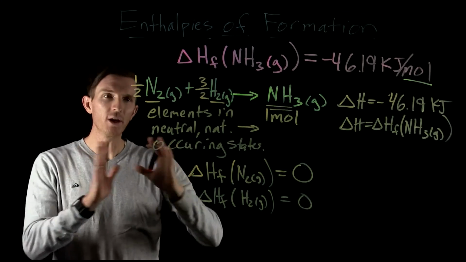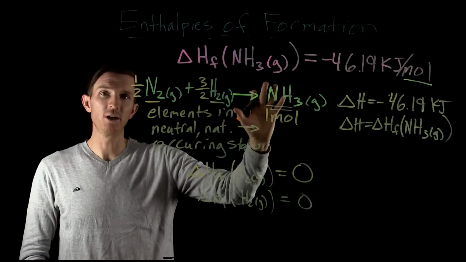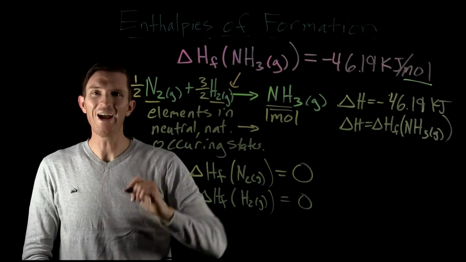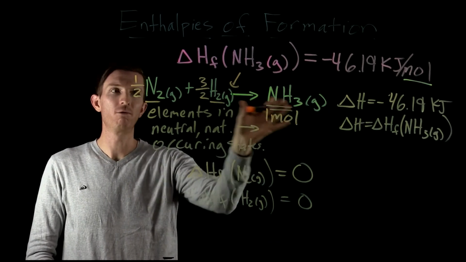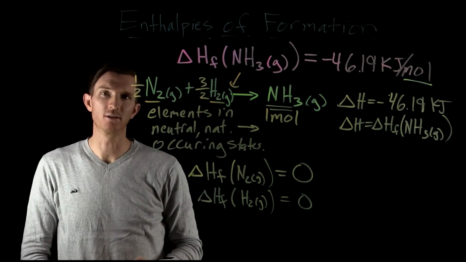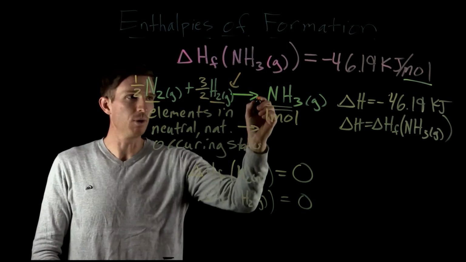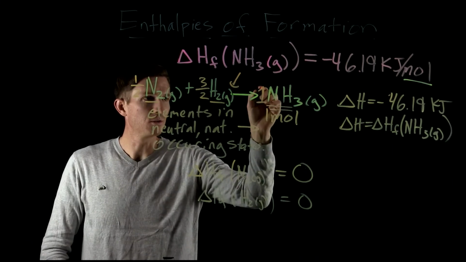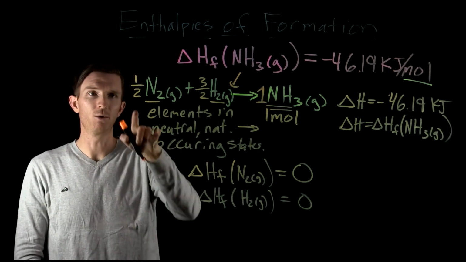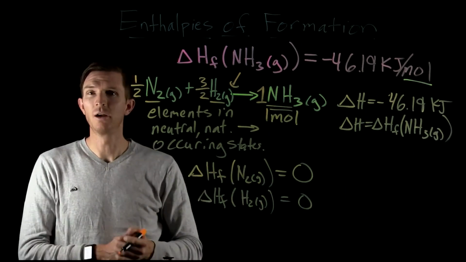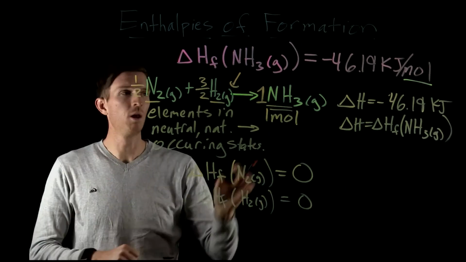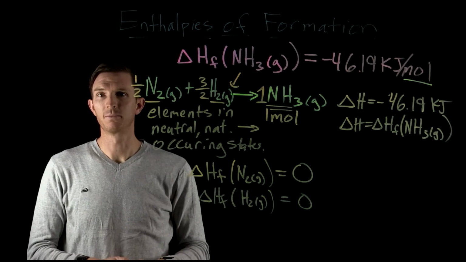So enthalpies of formation deal with the formation reaction of that specific compound from its elements in their naturally occurring state. And remember, real important here, it's only forming 1 mole. We wouldn't make these whole numbers by making that 2. It's no longer the formation reaction, because the formation reaction forms 1 mole of that substance.